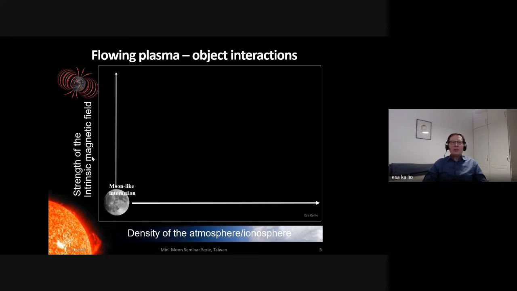In this seminar series the topic is the moon, and we sometimes call it a moon-like interaction. The moon is at this origin. There is no global intrinsic magnetic field, and there is no atmosphere, only an exosphere. That differs from the so-called Venus-like interaction, where Venus is the archetype. There is no intrinsic magnetic field, but there is a dense atmosphere. Also Titan belongs to this one.